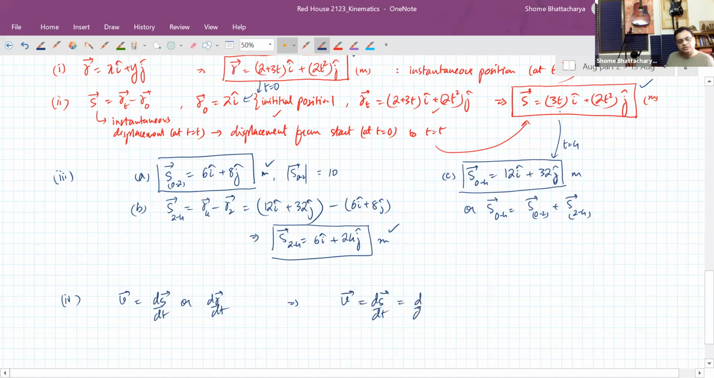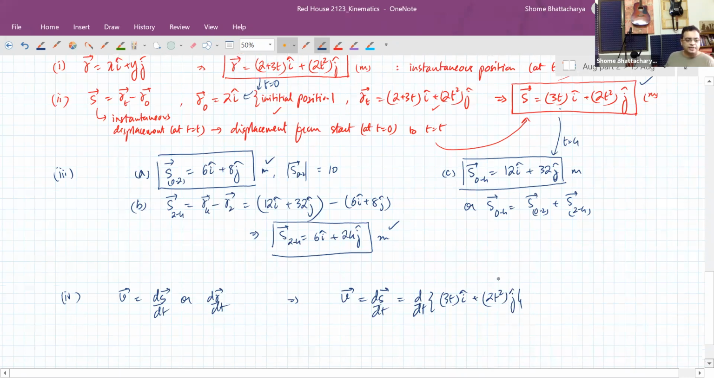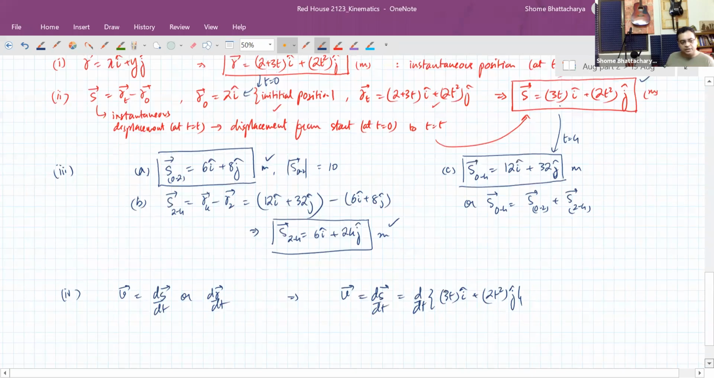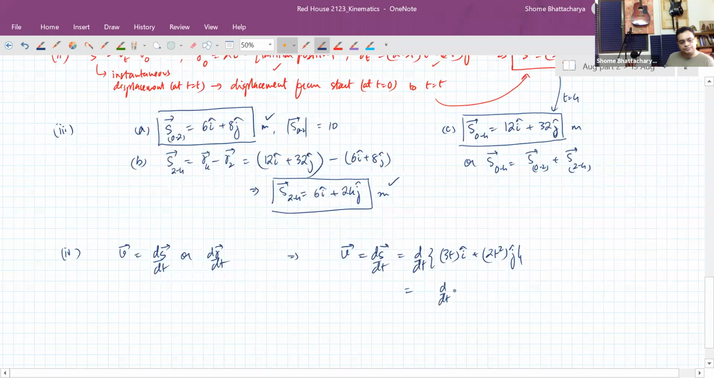you will want to differentiate this relation for s that we have written over here. So 3t i cap plus 2t square j cap. So now when you're doing the differentiation, just apply the standard principles of differentiation that we know, and don't worry about i cap and j cap. They're just constants. So we just treat them like we treat any constant during differentiation.